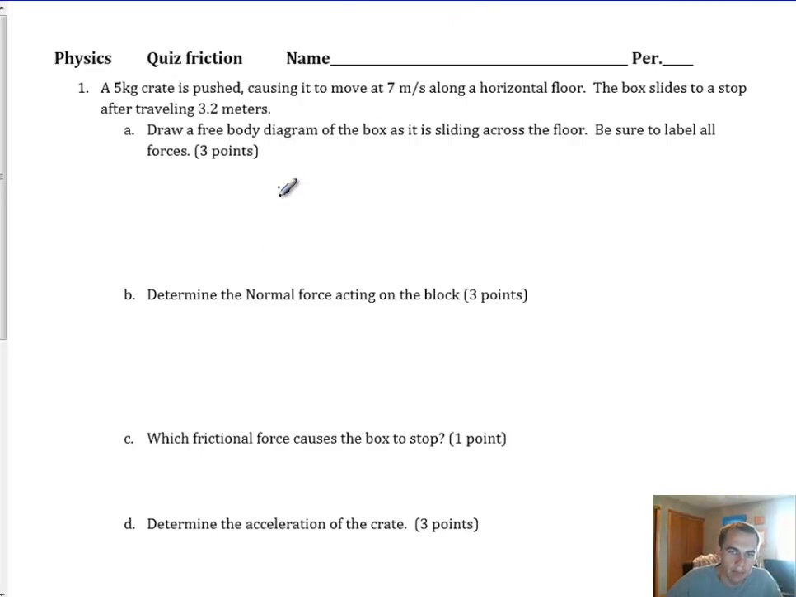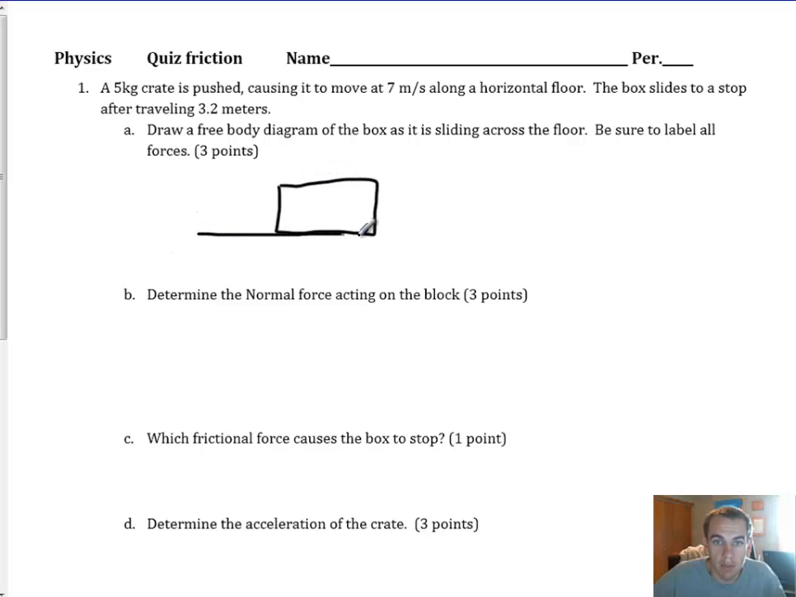Solving any force problem first involves drawing the picture, so a free body diagram is going to be helpful every single time. That was the first problem here. It says a 5 kilogram crate is pushed, causing it to move at 7 meters per second along the horizontal floor. If you have a velocity, don't draw that as a vector attached to the box. The vectors attached to the box just show forces. So the 7 meters per second I'm going to put right here.